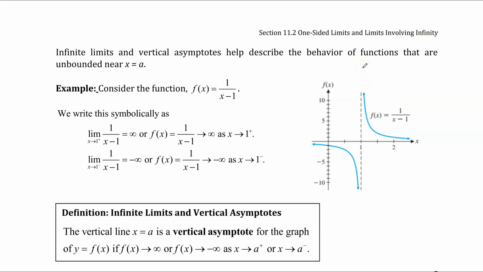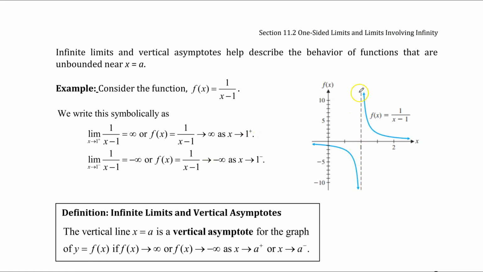In this case, we say that the limit of the function as x approaches 1 from the right, because the values are coming from the right side of 1, is equal to infinity. That means it increases without bound. Or we would also write it as f of x, which is equal to 1 over x minus 1, goes to infinity as x approaches 1 from the right.